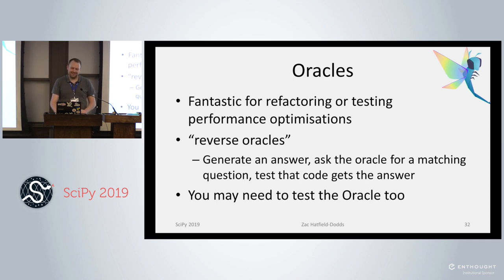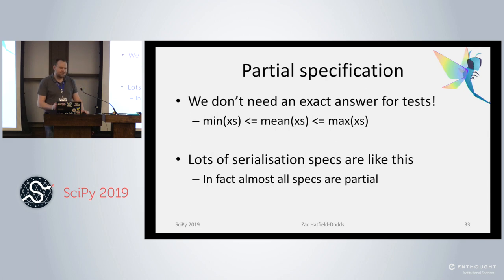Sometimes it helps anyway. For partial specification, you don't actually need to know an exact answer to detect some errors. You know, for any group of numbers, the minimum should be less than or equal to the mean, which is less than or equal to the maximum. And you should also probably be able to tell that if the mean is equal to the minimum, then it is also equal to the maximum. If you want to try this with floating point numbers, you will discover things that you didn't want to know.